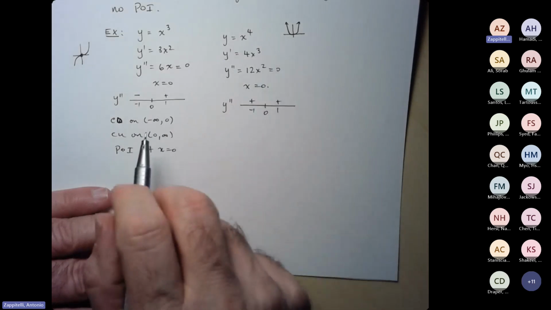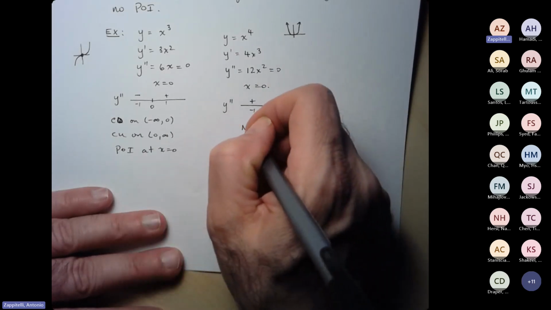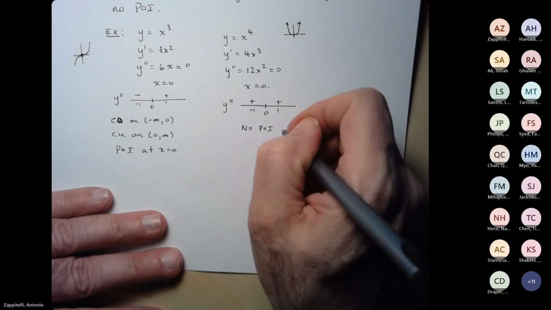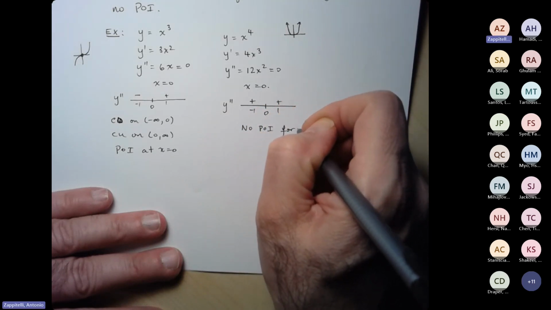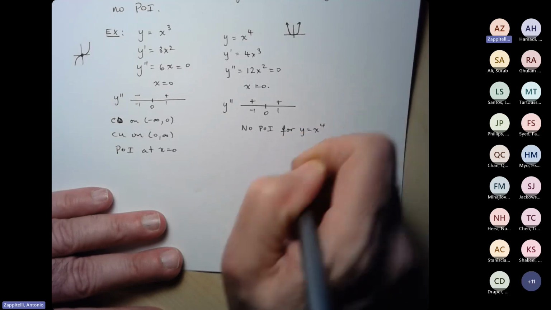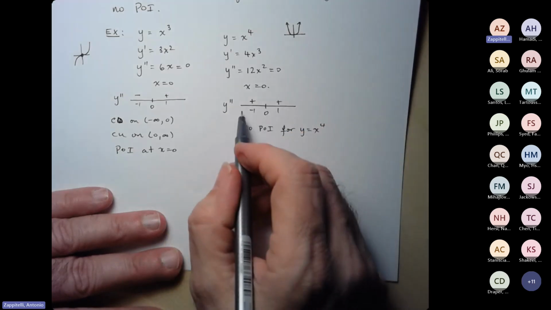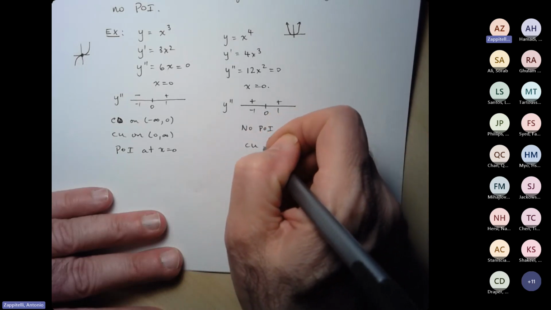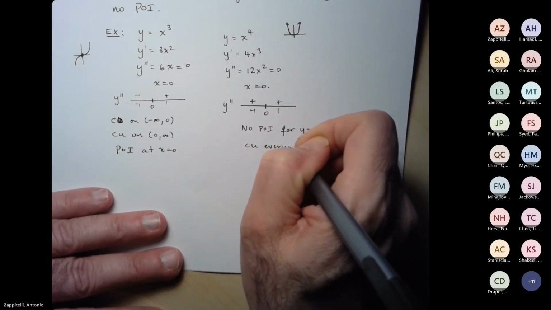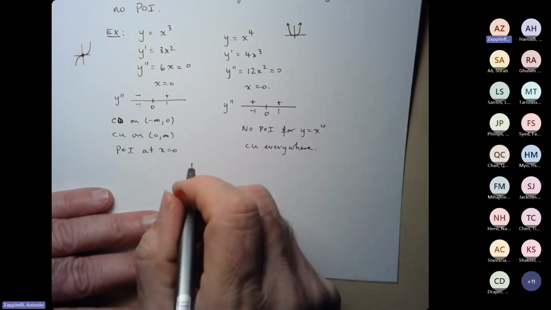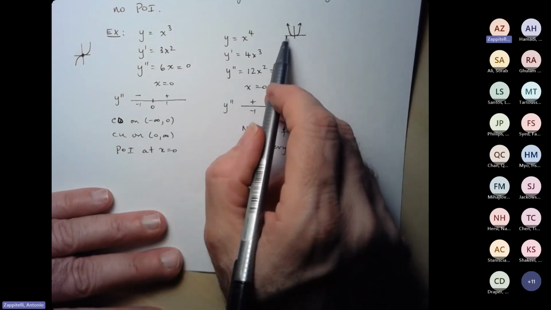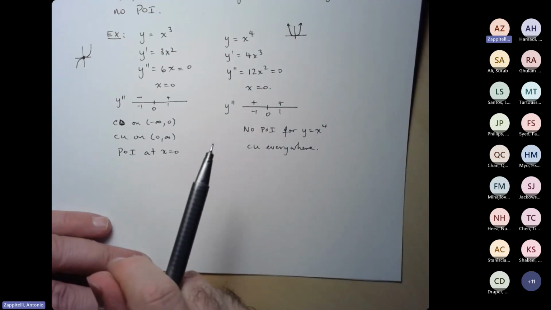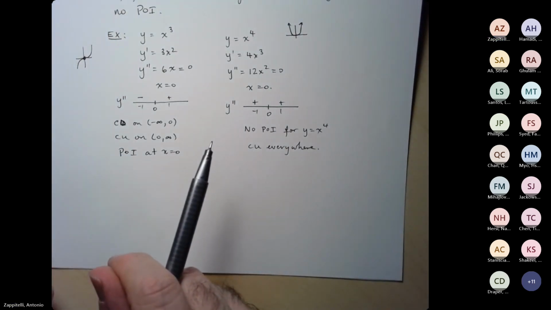And here's an example where there's no point of inflection for y equals x to the 4. Okay, but since it's positive everywhere, it's concave up everywhere. Okay, and when you look at the graph, does that make sense? Yeah, it certainly does. It's concave up.